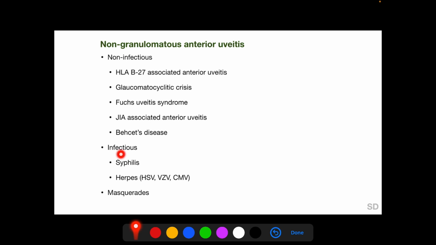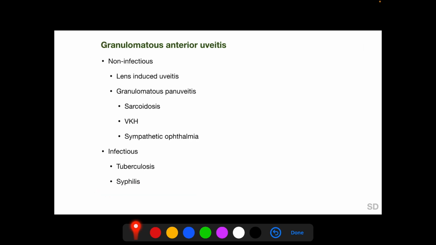Infectious entities which can present with non-granulomatous anterior uveitis include syphilis and herpes viruses such as HSV, VZV and CMV. Masquerade syndrome should be considered in the differential diagnosis of almost all uveitis patterns.